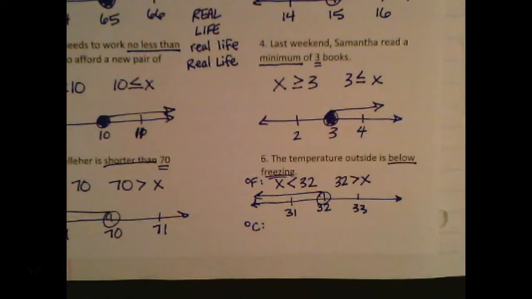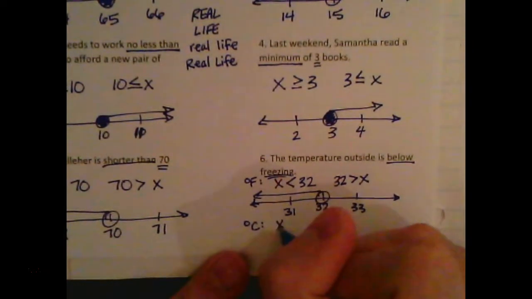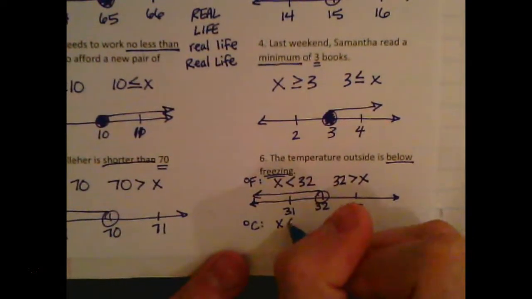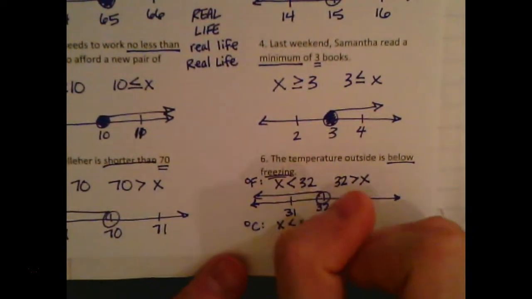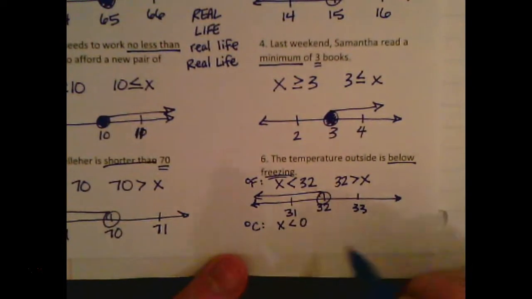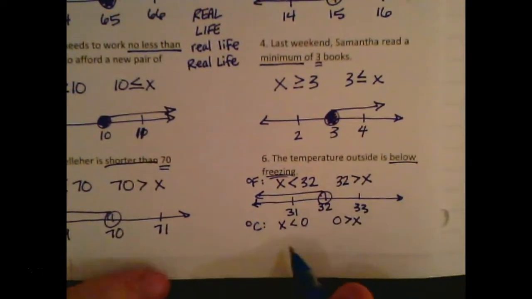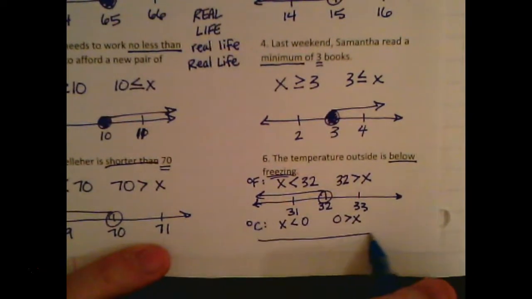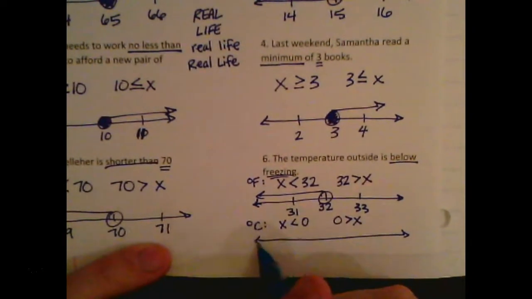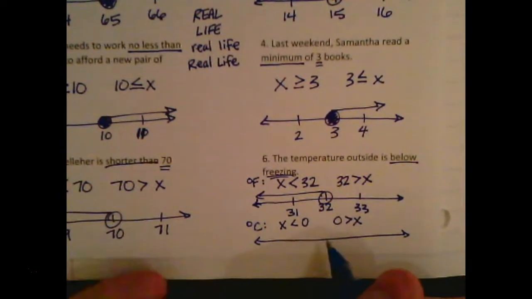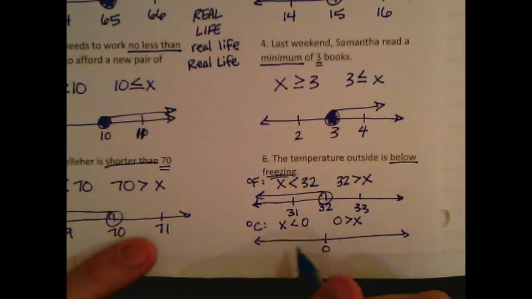If you're doing Celsius, the temperature that water freezes at in Celsius is 0, which means that X is, instead of 32, less than 0. And then also, 0 is greater than X. Our graph for this one, instead of 32, we'll have 0.